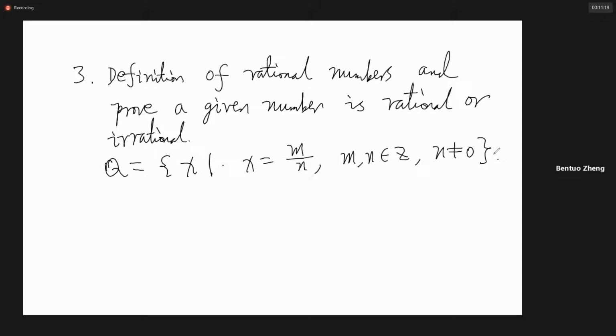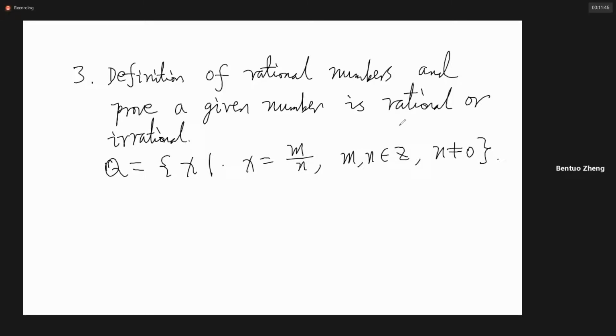And of course, you may have different representations of the same rational number. For example, 0.5 is equal to 1/2, or 2 over 4, or 3 over 6. Okay, so there are many different representations, but the equivalent representations would just mean the same number, one number. So we should understand it.